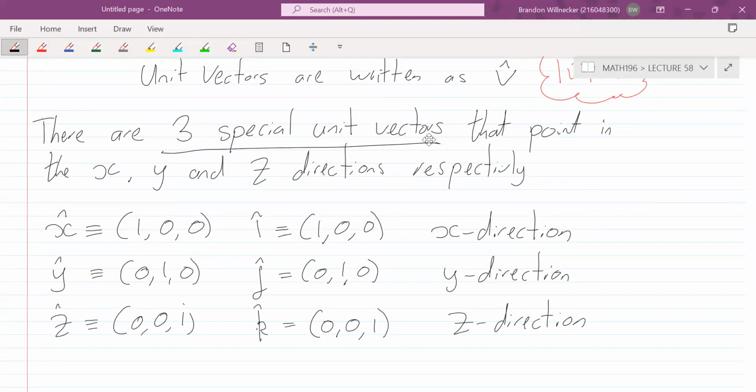When you're writing down vectors, you can use A, B, C, all the way to Z, that's fine. However, these labels X, Y, Z, I, J, K are specifically for these unit vectors. So you can't use these labels for other vectors. It's only for these 3 here.